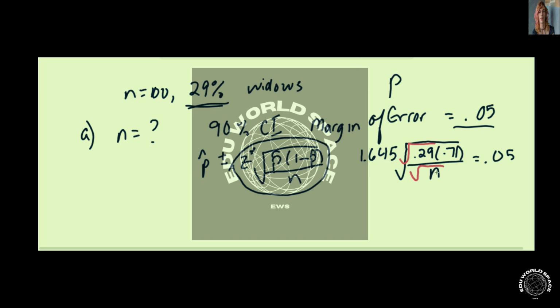Then I'm going to multiply both sides by the square root of n, and divide both sides by 0.05. So I would have 1.645 over 0.05 times the square root of 0.29 times 0.71. Again, we're going to put all this in our calculator at some point. Now I'm going to go back and square both sides, the left side and the right side.